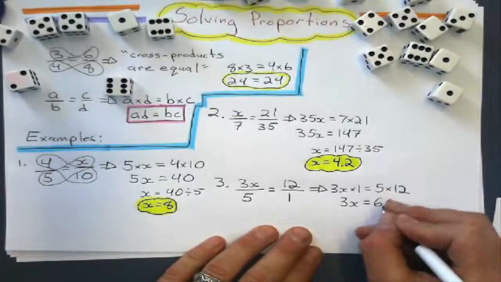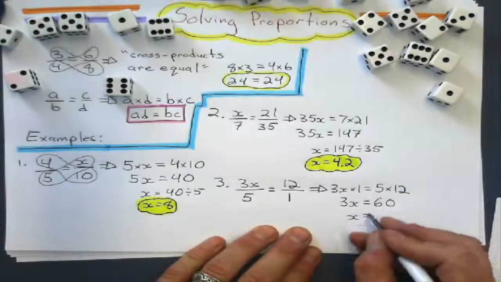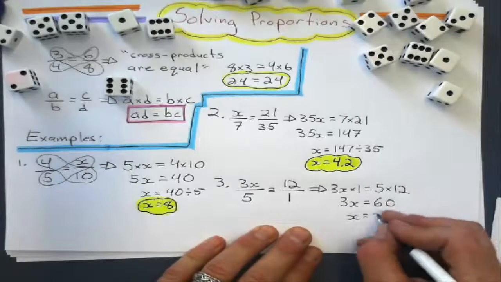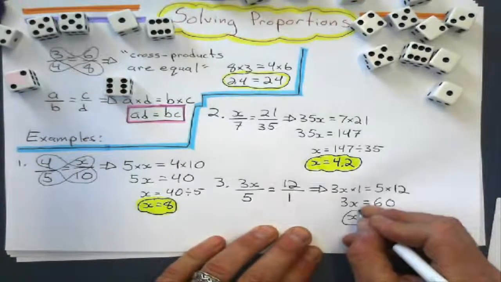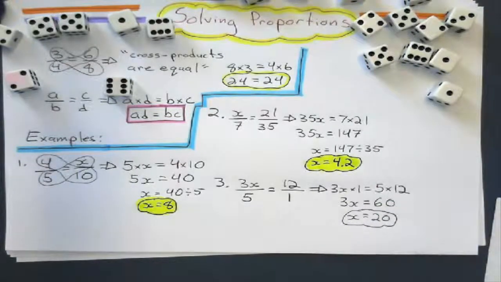And 5 times 12 is 60. That means x is going to be 60 divided by 3. 20. Okay. Not too bad.